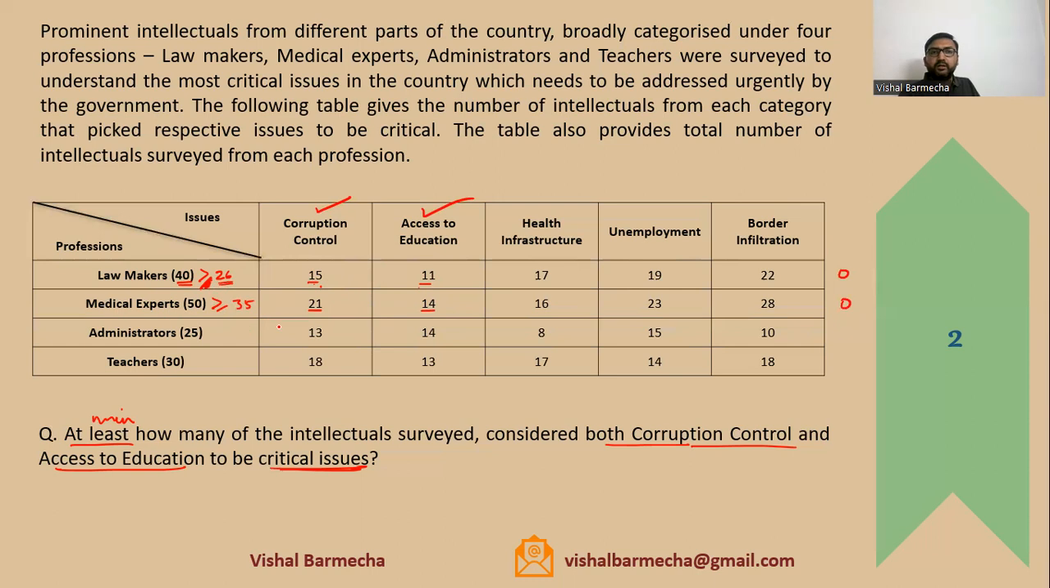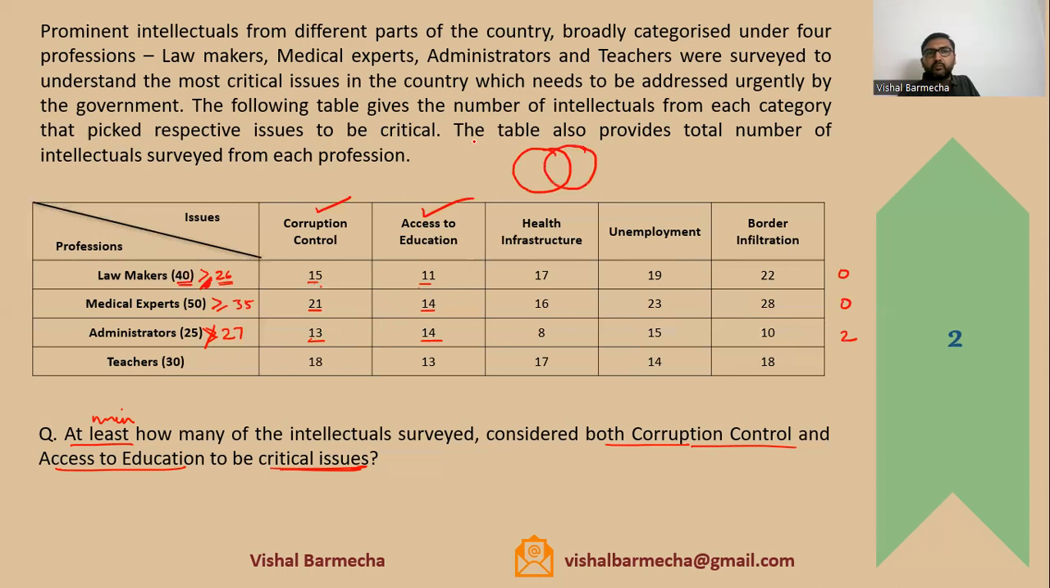Right, now let's come to the third one. 13 plus 14 is 27. Now 27 is not less than equal to 25. No. Right, so that would mean 27, दो extra आ रहे हैं यहाँ पे. So here I will have to assume minimum 2 people found both corruption control and access to education to be critical. अगर थोड़ा सा आपको समझने में मुश्किल हो रहा है तो let me draw a Venn diagram for you.